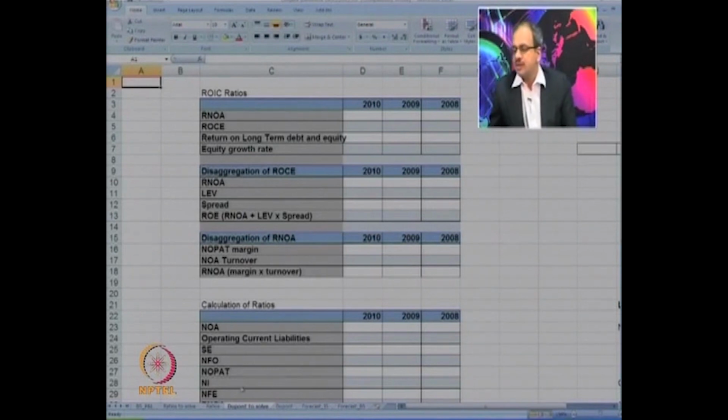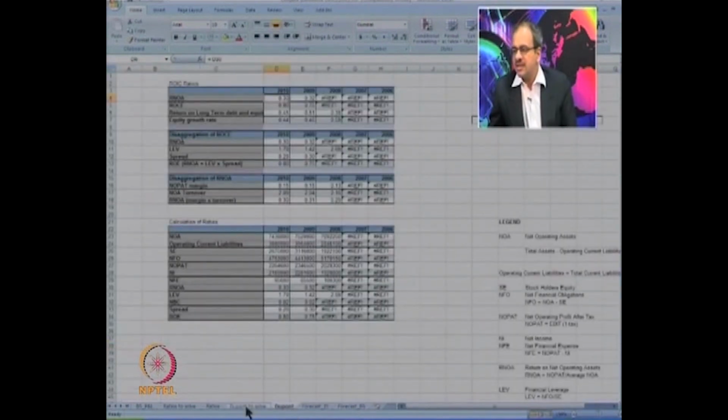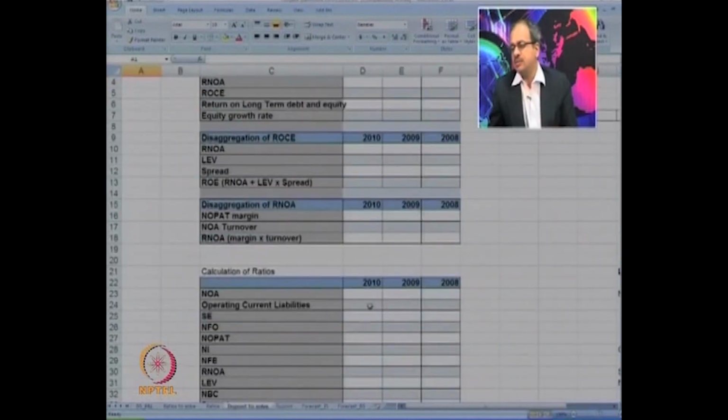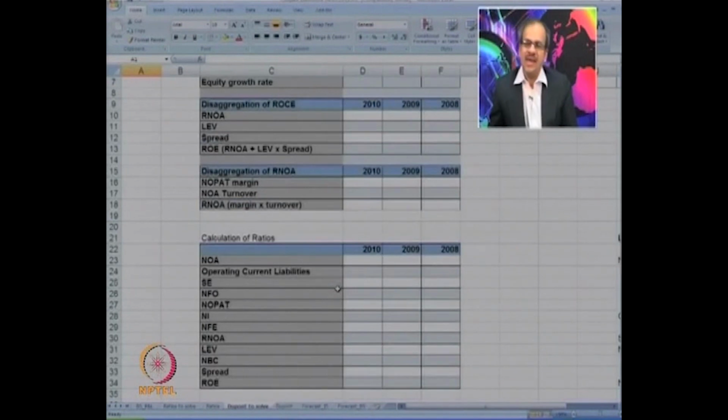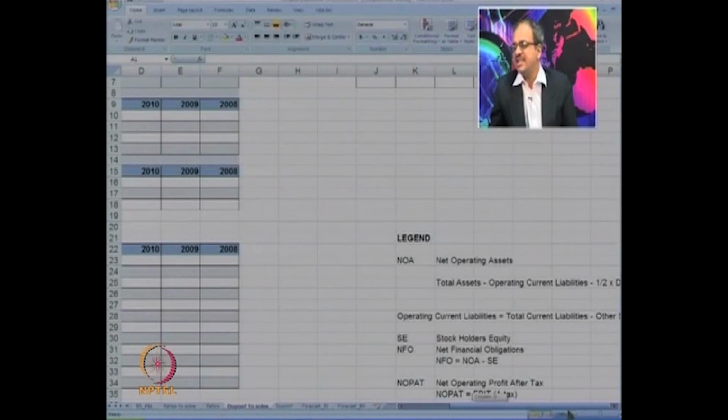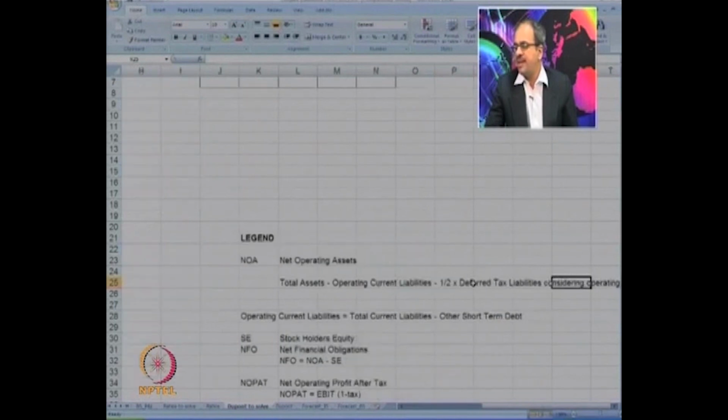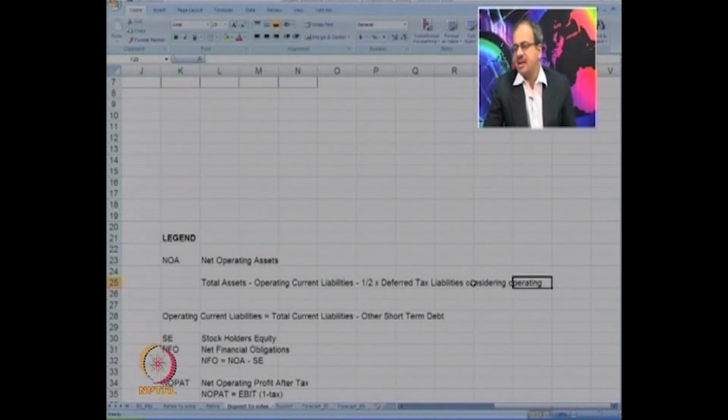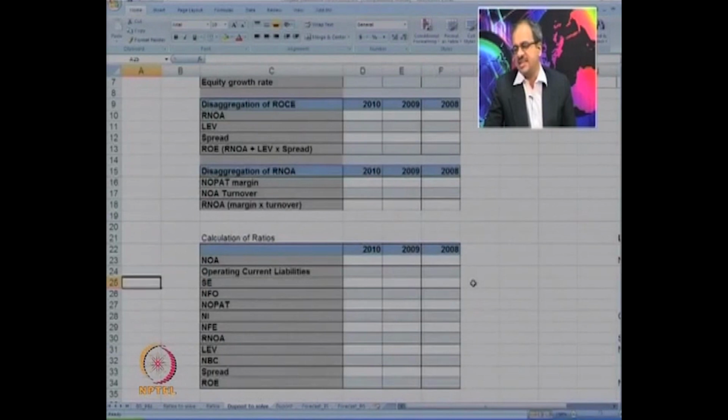Okay. So, this is already done, but I will try to redo it for you so that it is more clear to you. So, the first thing we want is NOA. If you remember, we will go there so that you can see it. This is net operating assets, where we will try to find the total assets minus operating current liabilities minus half of the deferred tax liabilities.